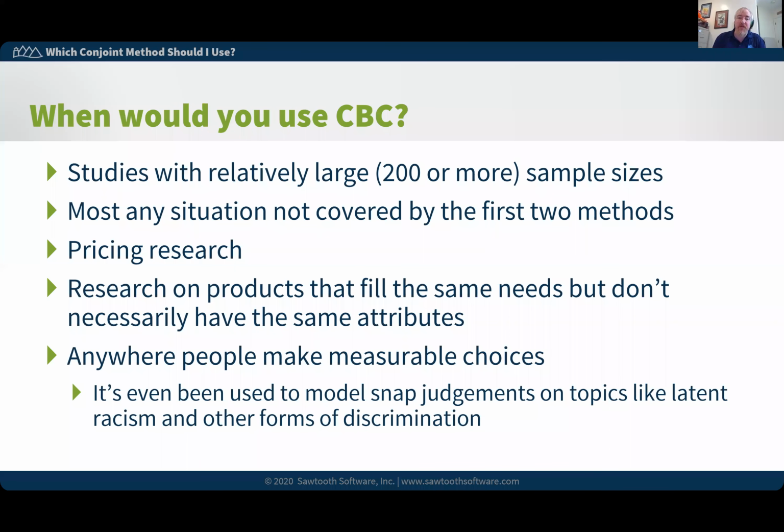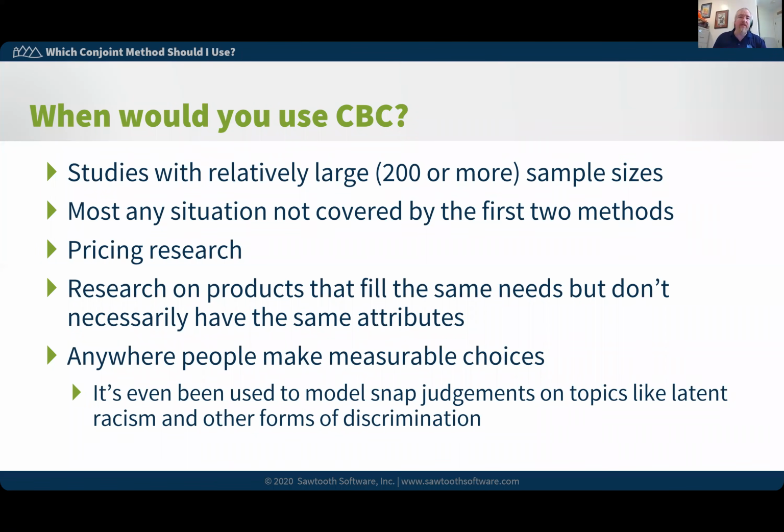It's even been used to model snap judgments on topics like latent racism. So we've had people do CBC studies where they flash up profiles of candidates and they say, which one would you hire? You've got 10 seconds to make the decision. And they look across what looks like resumes and they make snap decisions. And then behind the scenes, what they're actually testing is how much in salary are you willing to give up to hire, you know, a person of one color versus another color, or a female instead of a male, or whatever. So they've used it to try to quantify what is the penalty for, you know, being black or being female in the workforce.